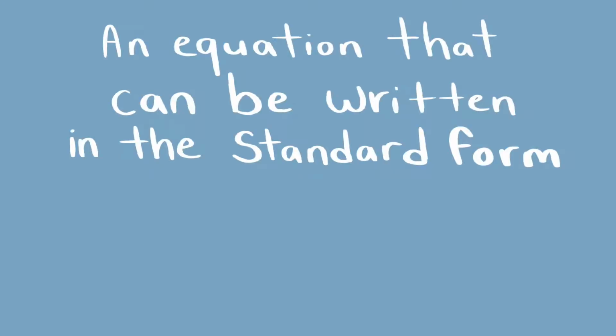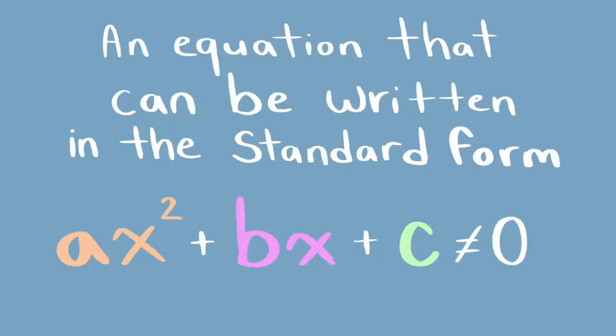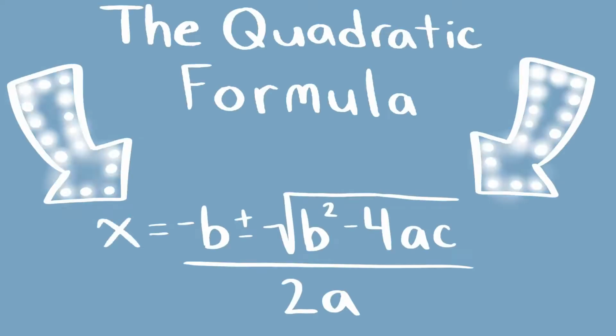A quadratic equation is an equation that can be written in standard form. The equation is a times x squared plus b times x plus c. A, b, and c are real numbers, and a is not zero. The first method to solving quadratic equations that we will cover is the quadratic formula.